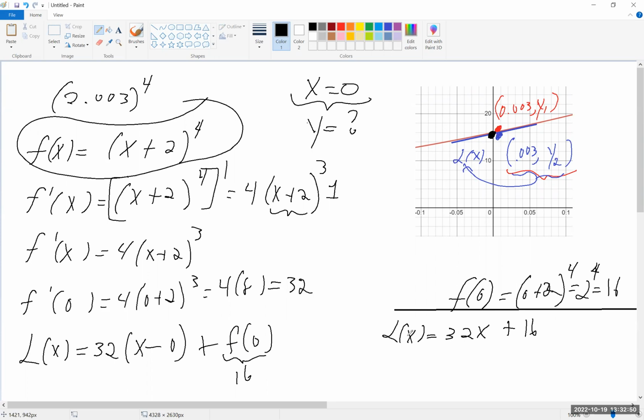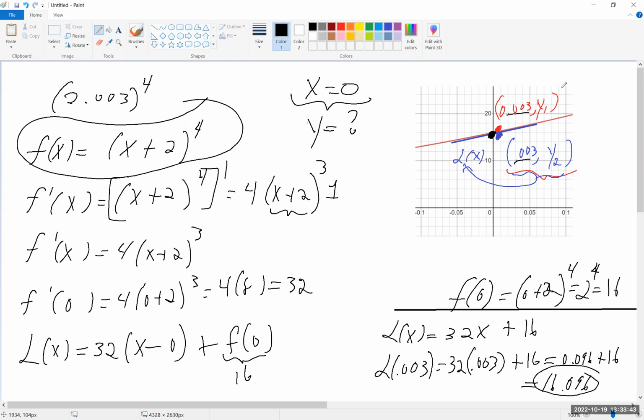Now, I'm simply going to plug in 0.003. Okay, using my calculator, 32 times 0.003 is 0.096. Plus 16. So my final answer is 16.096. That's my estimate of this point, but coming from the linearization, which is from the blue point. And that's how you do this problem.